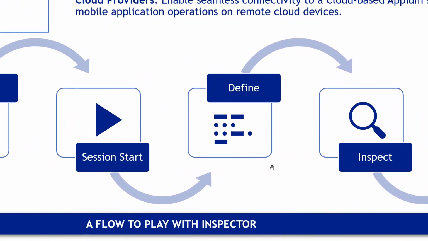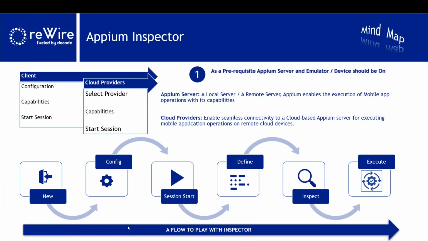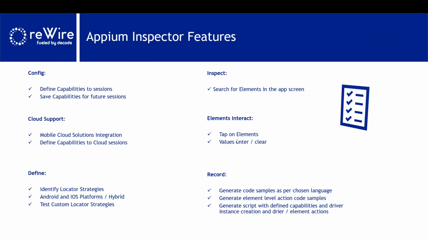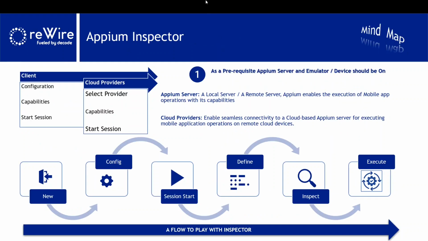If I'm talking about the Appium Inspector, this picture will come to mind: first we launch the Appium Inspector, then configure it and start the session, then define your select strategy based on the element that you are seeing and the available attributes, and then inspect it and try to understand how the app element is behaving with Appium. Then you can simulate the action and see whether the given strategy is working or not.